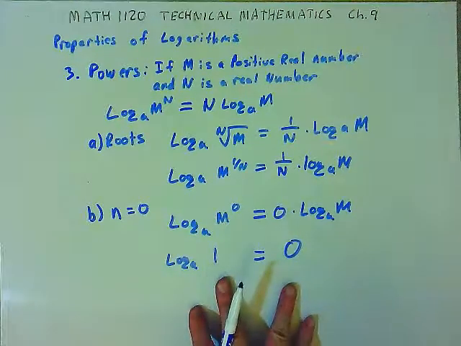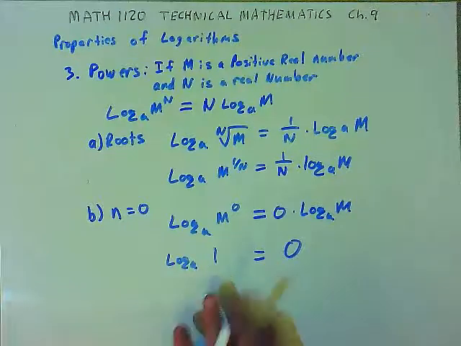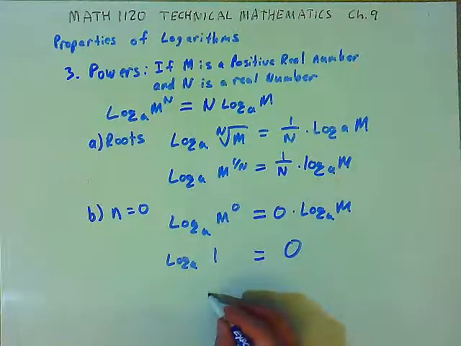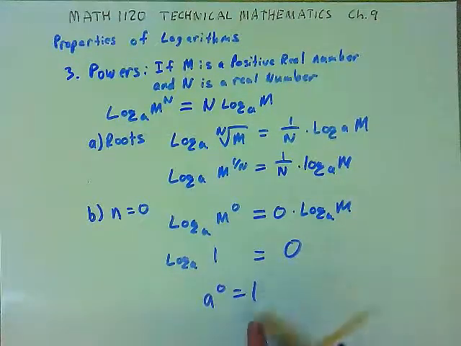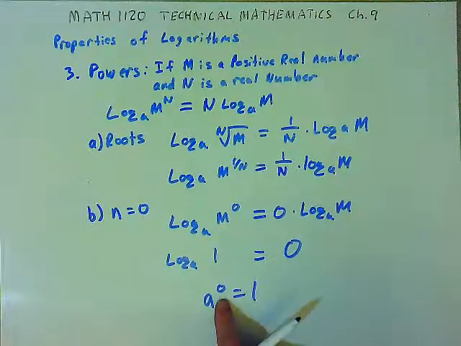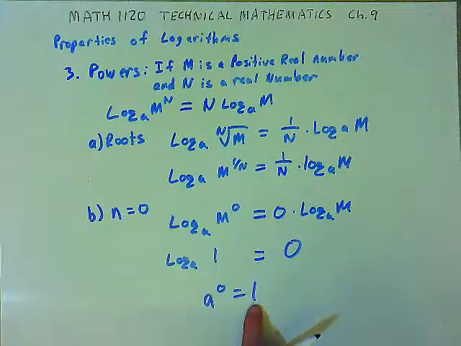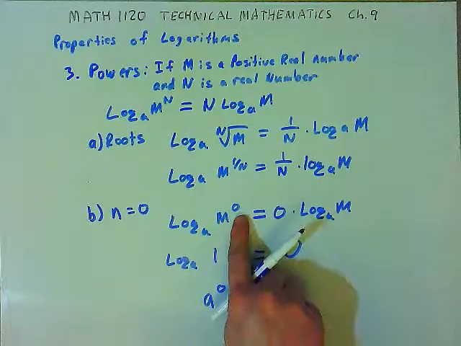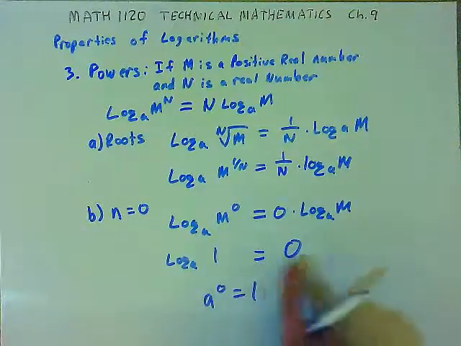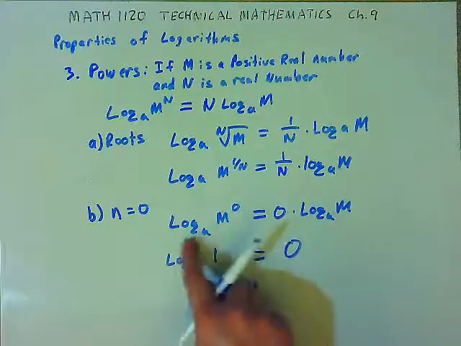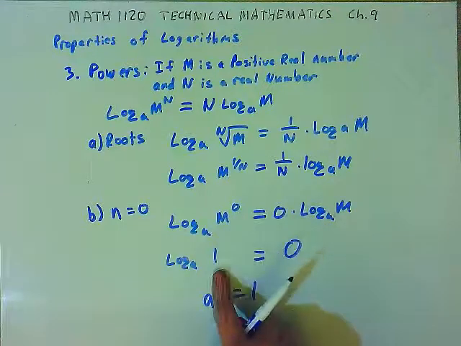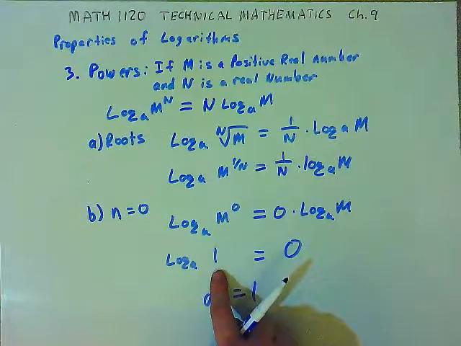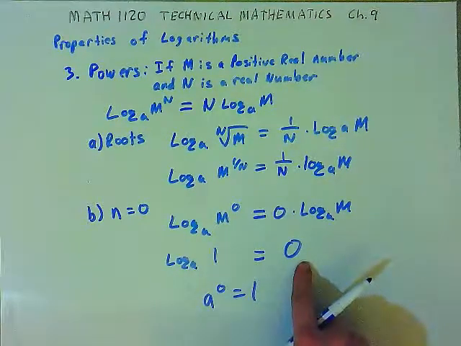And let me rewrite this in exponential form to help prove that to you. This is saying that a to the 0 power is equal to 1. And we've already discussed earlier that any number to the 0th power is always going to be 1. And so if the exponent inside of a logarithm is 0, that always reduces to 0. So the log of any number to the 0th power is going to be the same as log of 1, and that's always going to be 0.